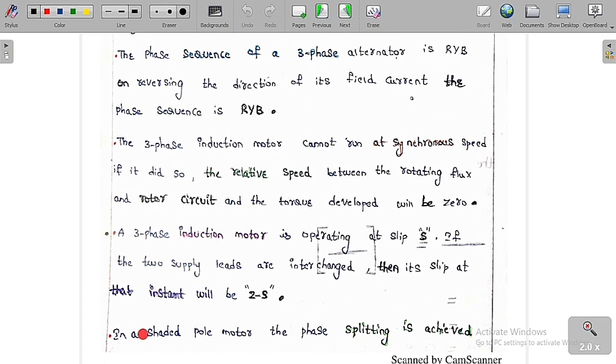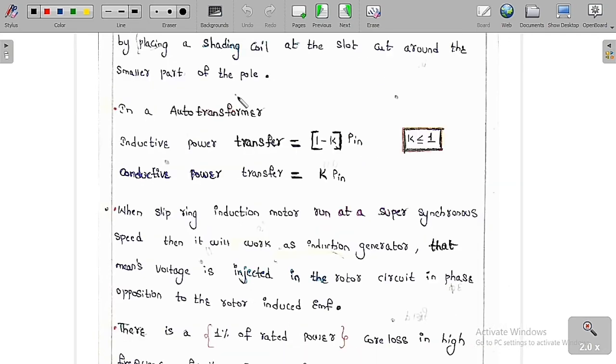In a shaded pole motor, the phase splitting is achieved by placing a shading coil at the slot cut around the smaller part of the pole. Basically, the pole we are going to cut into a bigger part and a smaller part. On the smaller part, we are going to keep this shading coil in a shaded pole single phase induction motor. So in a shaded pole single phase induction motor, the phase splitting is achieved by placing a shading coil at the slot cut around the smaller part of the pole. I already told you, the pole we are going to cut into two parts.